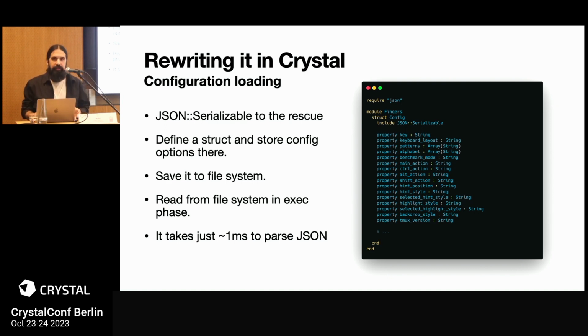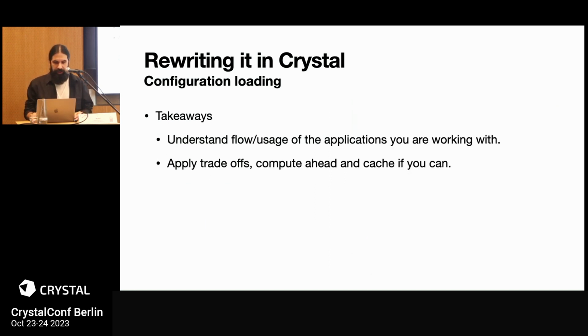In my experiments, even if JSON feels slow, it is still faster than a shell call. So some takeaways here: understand the flow and usage of your applications. Like if you have a web server and you can do stuff when you boot the server, try to do that as much as possible instead of on each request. And apply trade-offs on cache, whatever you can.